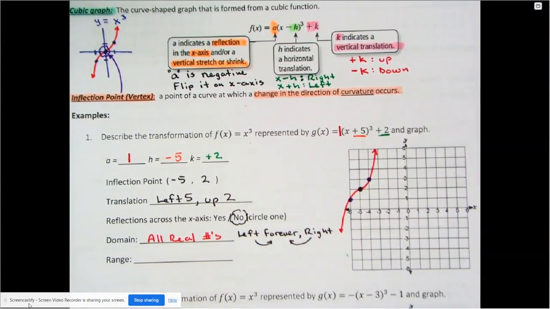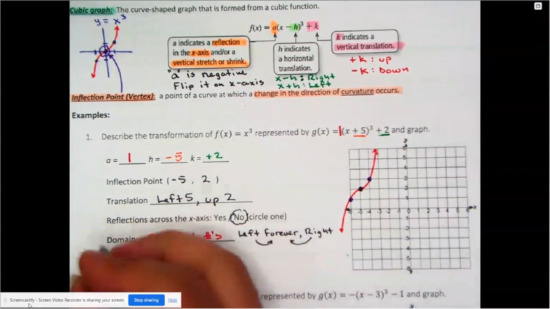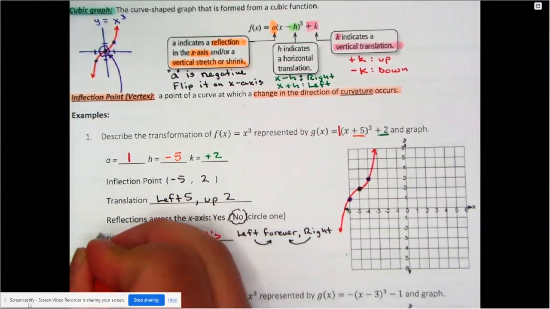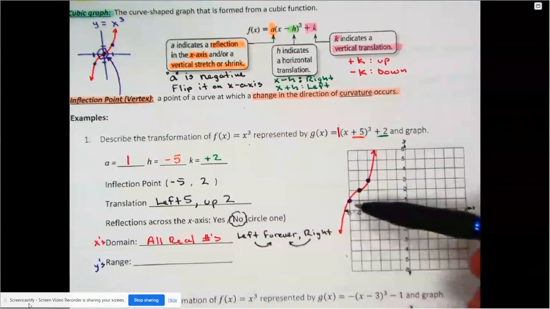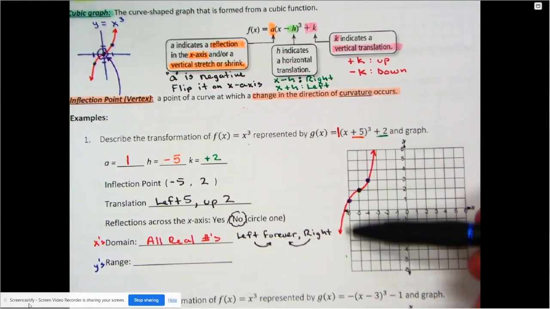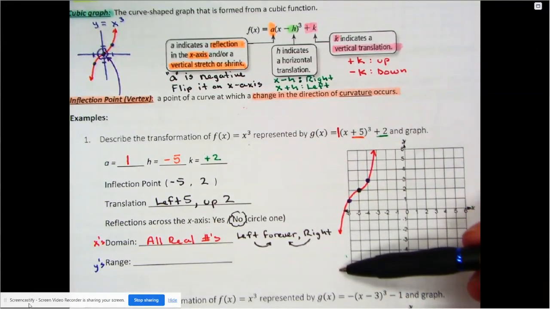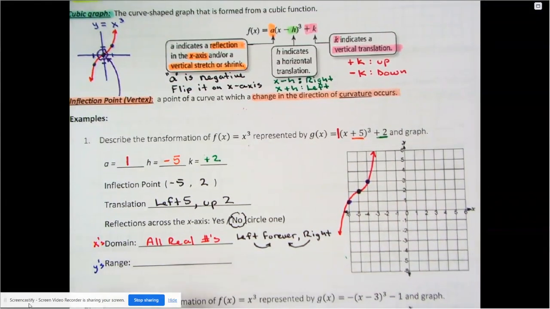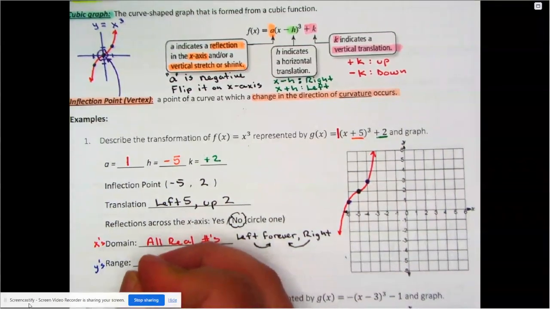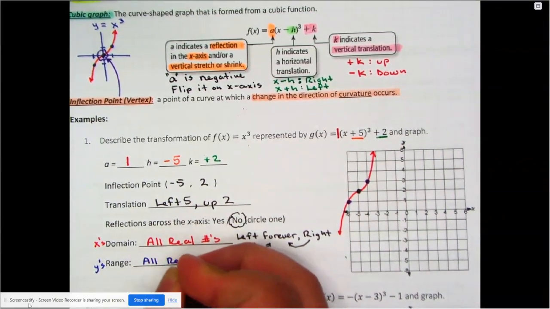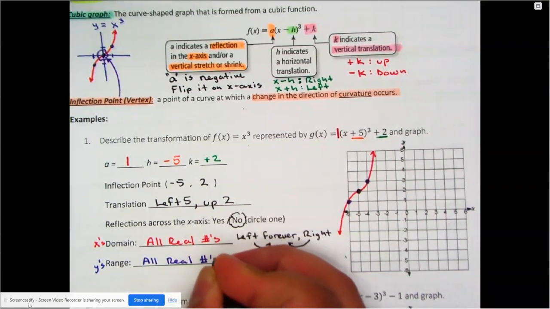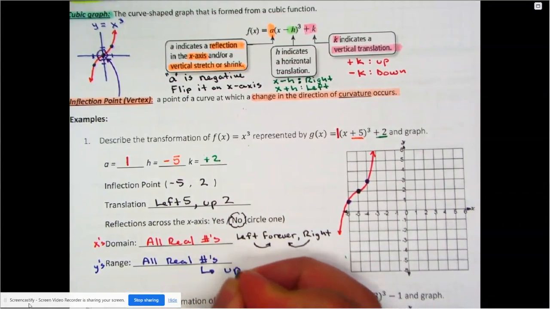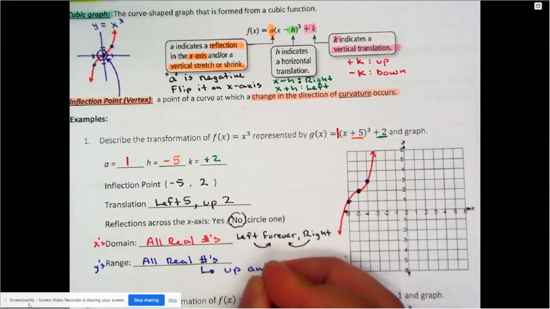And then it comes to range. Range has to do with my y's, my domain where the x is. So let me ask you about my y's. When you look at my y's, does this graph go down forever? Absolutely, it heads down forever. It also goes up forever. So my range for a cubic function is also all real numbers. So it should be one of the easier questions to answer. And again, the reason it's all real numbers is that it goes up and down forever.